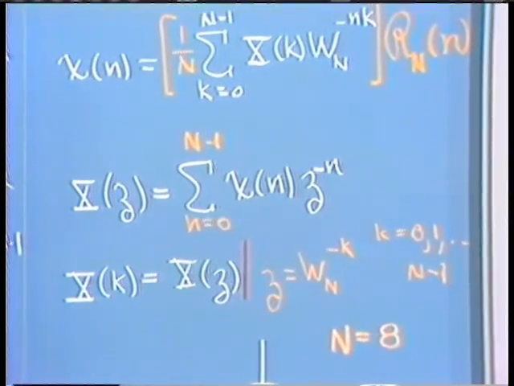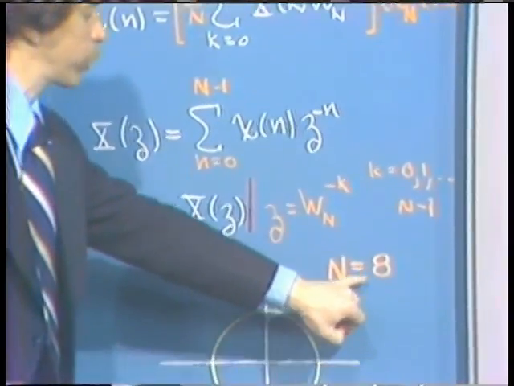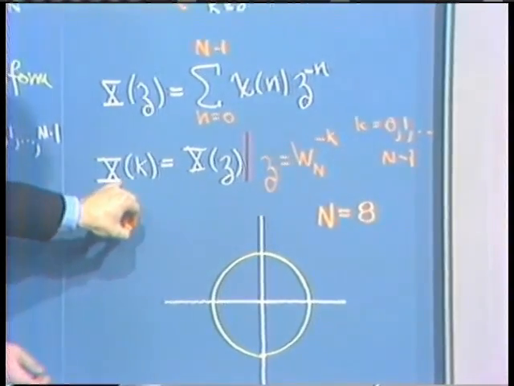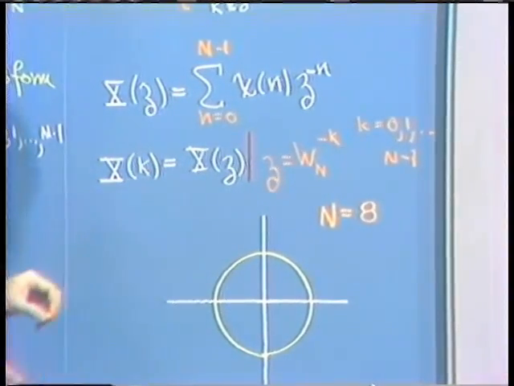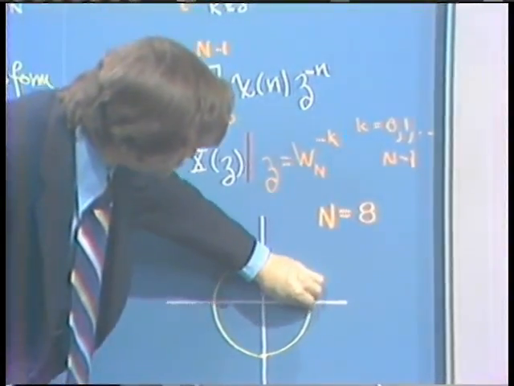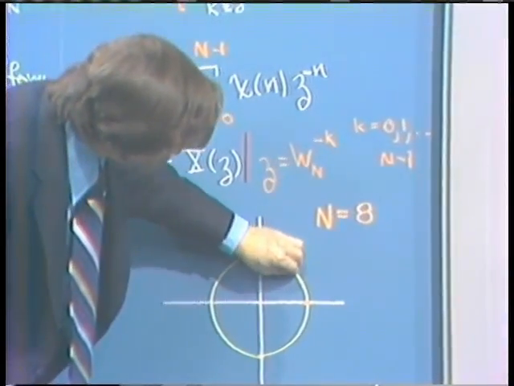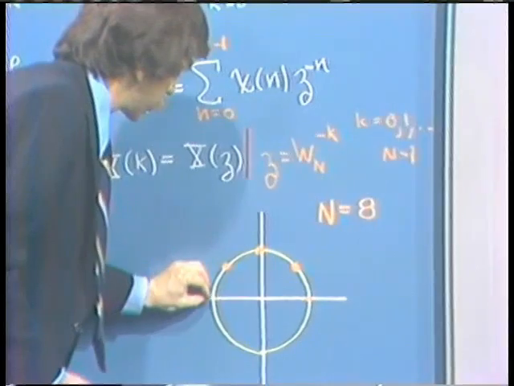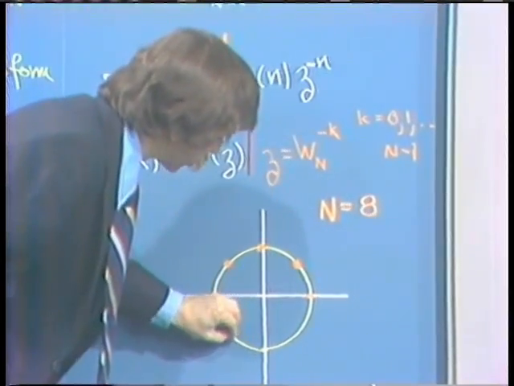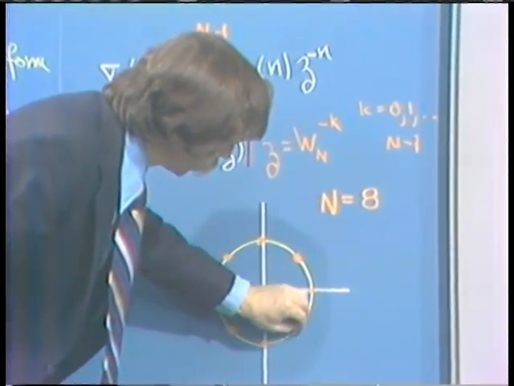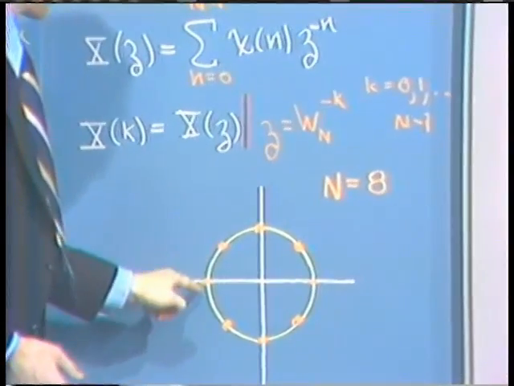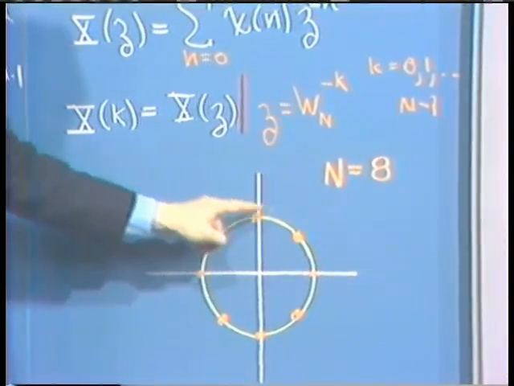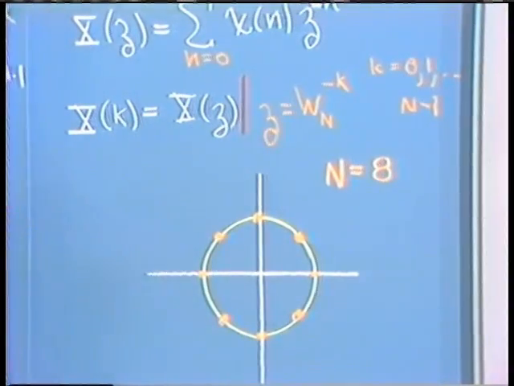And for example, if we chose the case where capital N was equal to 8, then we would find that the discrete Fourier transform coefficients fall at points on the unit circle equally spaced in angle, with 8 points around the unit circle. 1, 2, 3, 4, 5, 6, 7, 8. So these are equally spaced points around the unit circle.